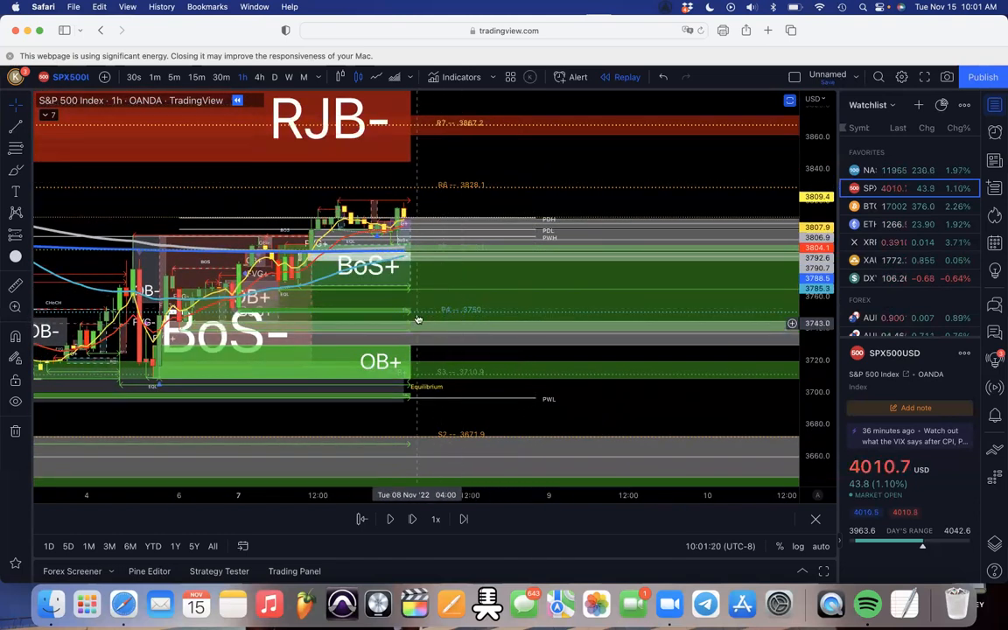I'm looking at this P4 with the rejection block and liquidity. I'm looking at the S3 with the order block and liquidity. These are now positions that we're looking for to enter the market. Of course, if price can come to this R5 where we have our D-low lines and liquidity and show us a strong willingness to go up, then we'll go ahead and enter there as well.